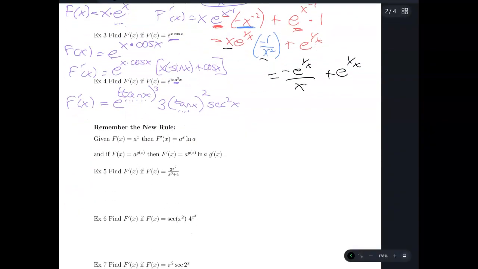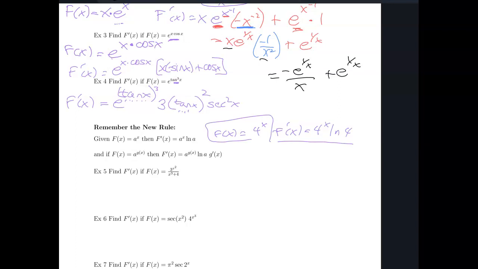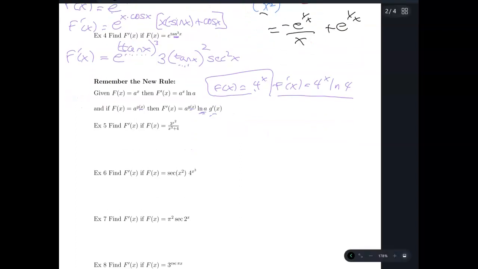All right, reminding ourselves of this new rule, right? So if I have f of x is equal to 4 to the x, then the derivative is 4 to the x times ln of 4, right? So you're looking for the number to the x power. And so if it's more than just x, you carry that along. You always have ln of the number and then times the derivative. Okay, so this one has quotient rule and the a to the x in there.